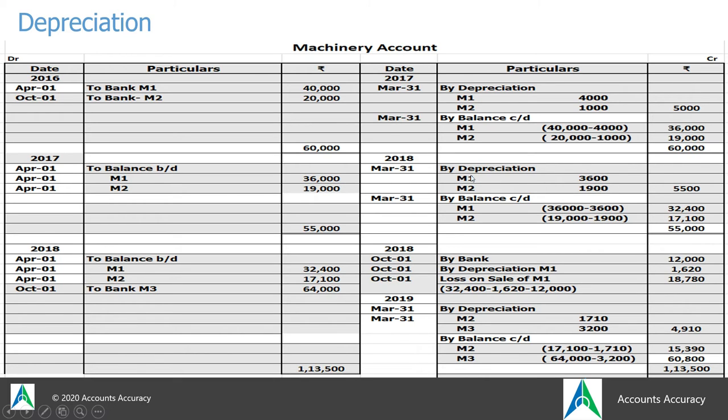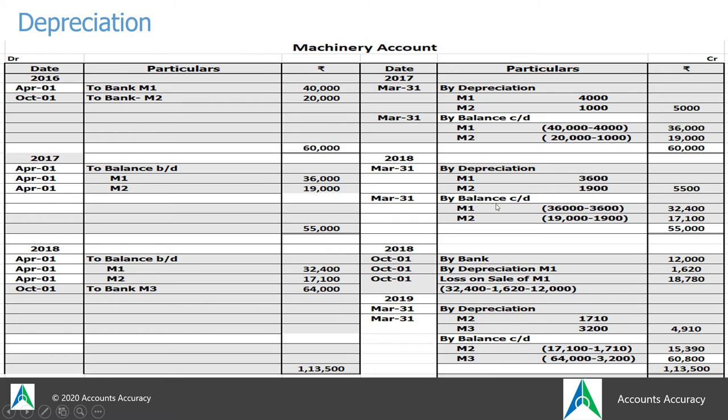So the depreciation for the full year, as the machines are used for the whole year, that is from April to 31st March, would be 10% of 36,000, which is 3,600, and 10% of 19,000, which is 1,900. Both these depreciations would be written separately, and in the final column the total of both depreciations would be written, that is 5,500.